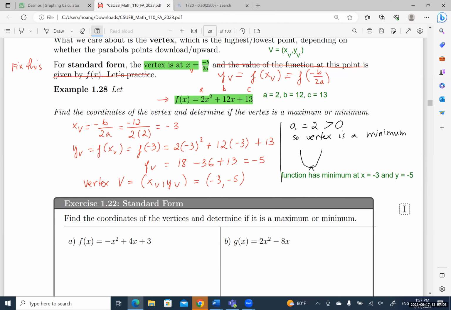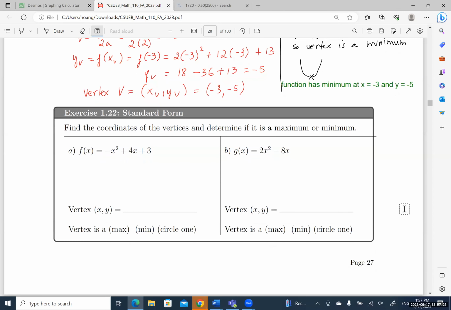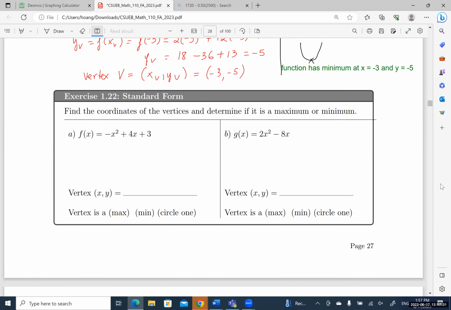All right, so now go ahead and try exercise 1.22 below here in 5 minutes, and then we're going to come back and go over it together. Try to find the vertex and tell me if it is maximum or minimum, right? Okay, so go ahead and pause my video for 5 minutes and come back, okay?